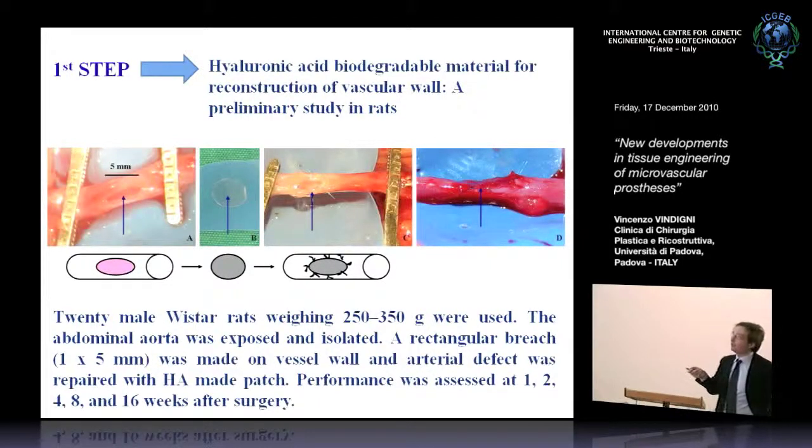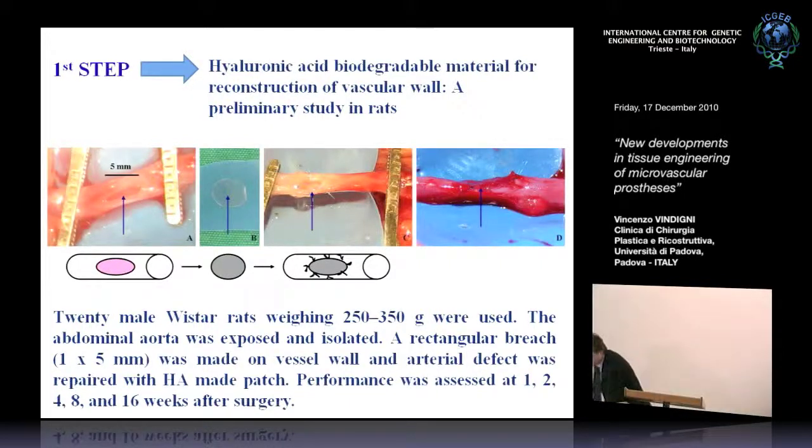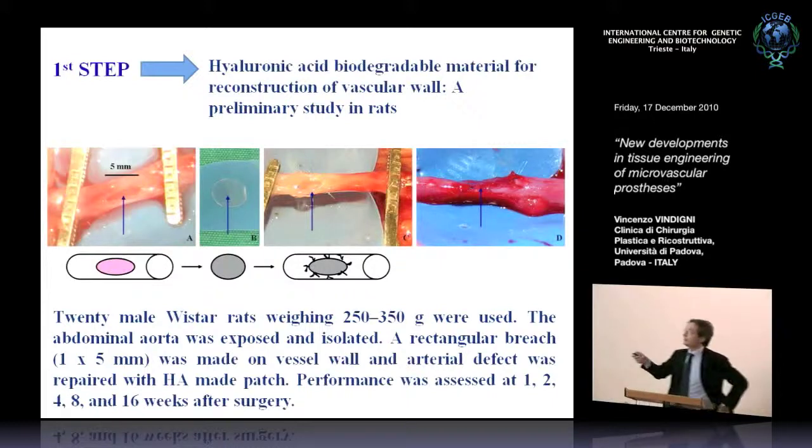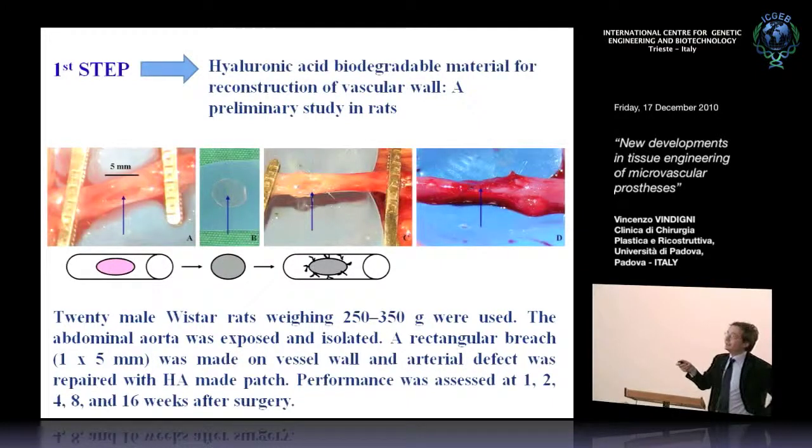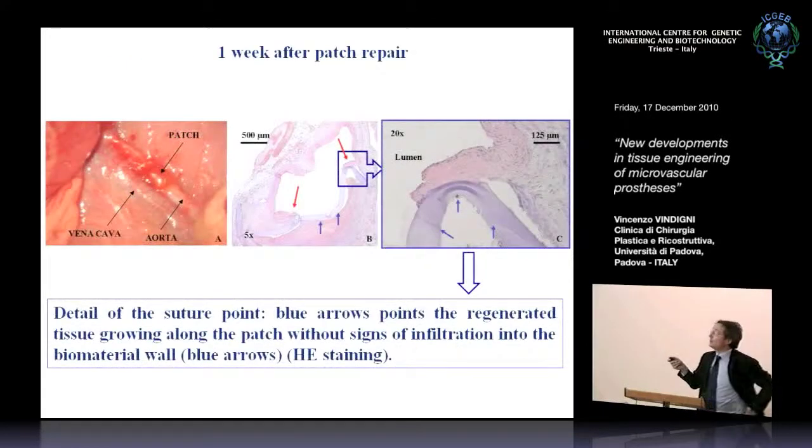We performed a small vessel repair. This is the abdominal aorta of the rat. Okay, this is the defect, a 5 millimeter defect. This is the hyaluronic acid. The hyaluronic acid was implanted to repair the small defect. This is immediately after surgery. One week after patch repair, you can observe a good integration from a macroscopical point of view of the biomaterial with the artery wall. This is the patch.